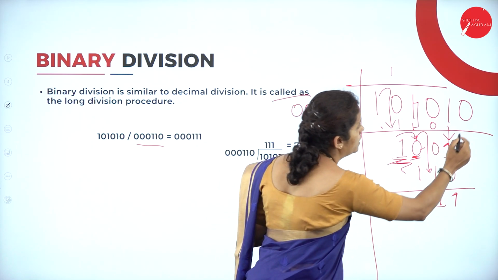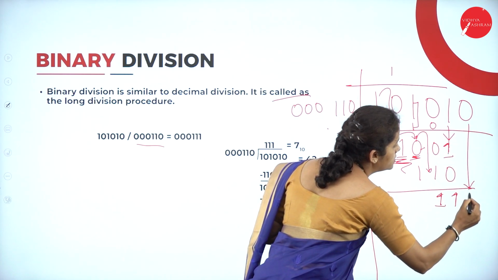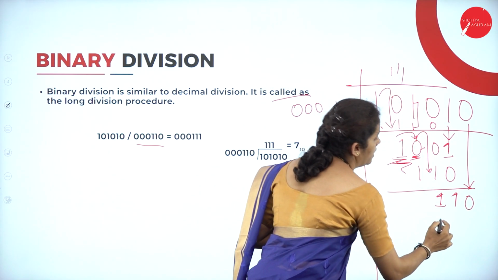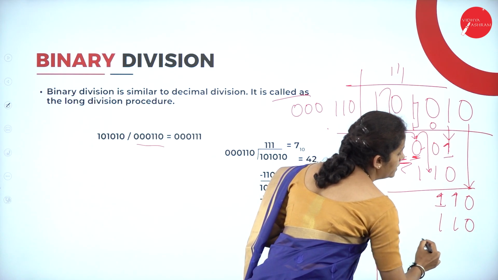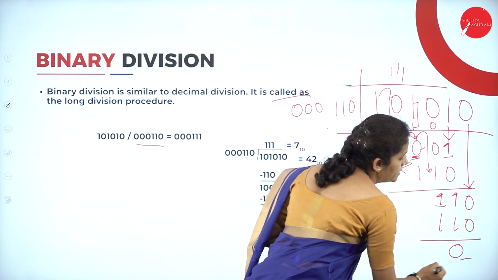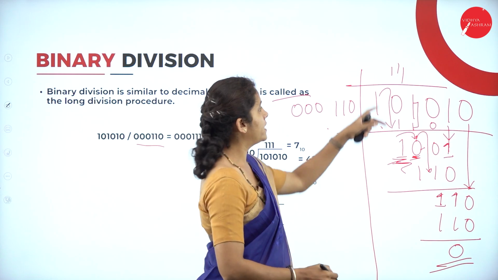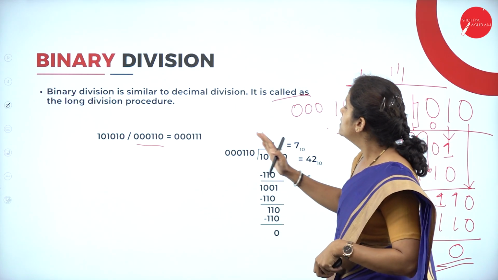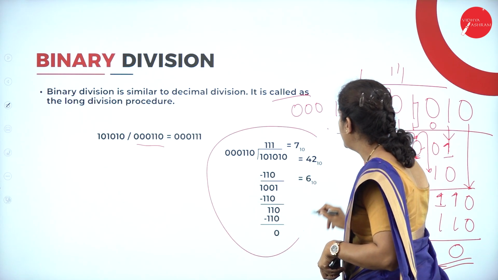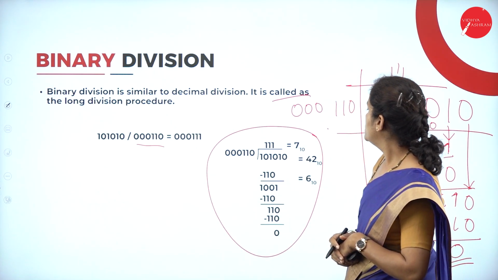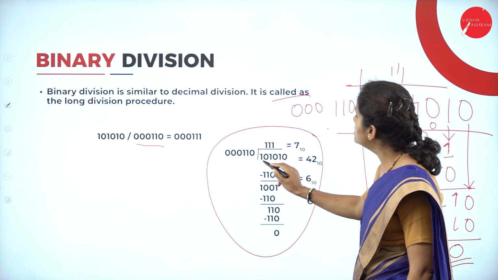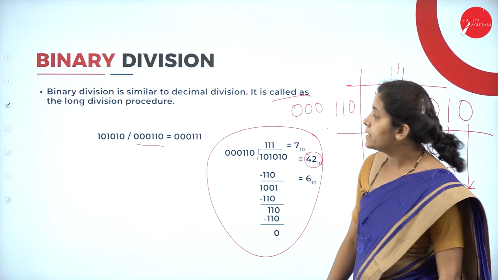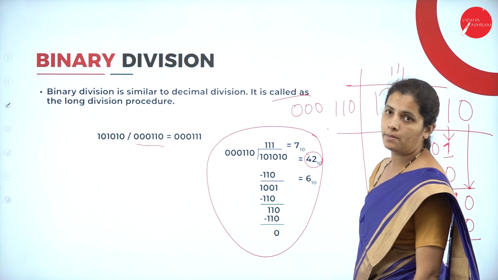So what will I do? I'm going to take this 0. Now ones are 1 1 0. Then what is the remainder? The remainder is 0, and I'm going to get the quotient 1 1 1. So this is the actual example I have, the decimal representation of a binary number.